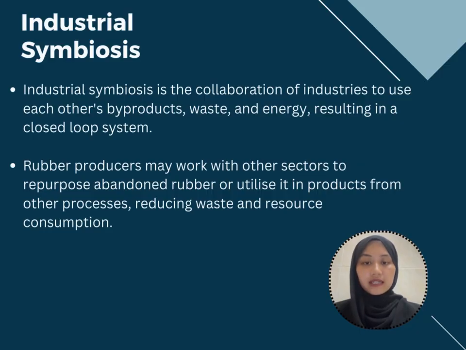Last but not least is industrial symbiosis. Industrial symbiosis is the collaboration of industries to use each other's byproducts, waste and energy, resulting in a closed-loop system. Rubber producers may work with other sectors to repurpose discarded rubber or utilize it in products from other processes, reducing waste and resource consumption.